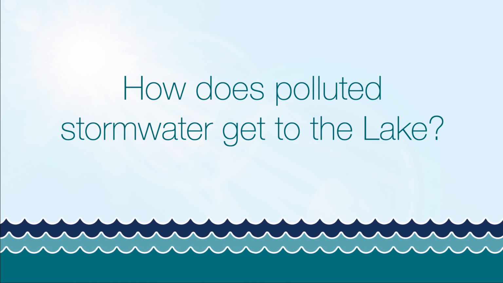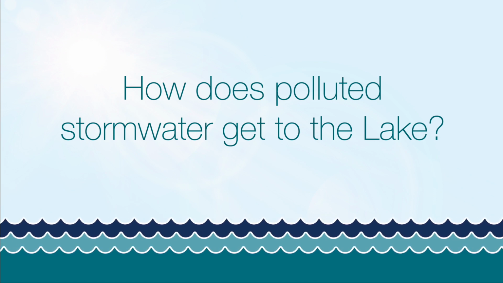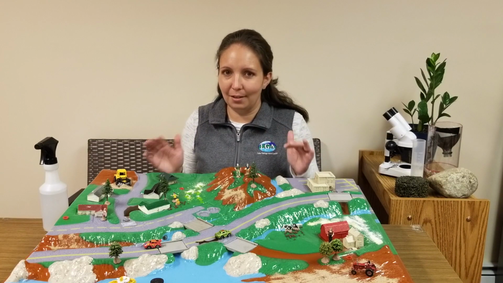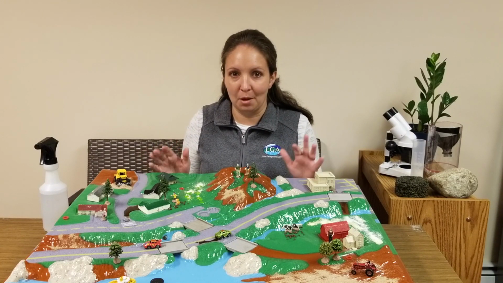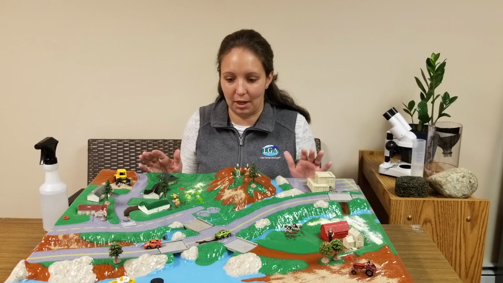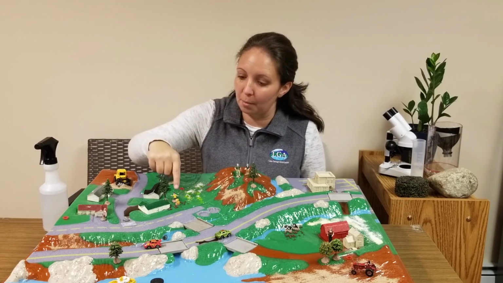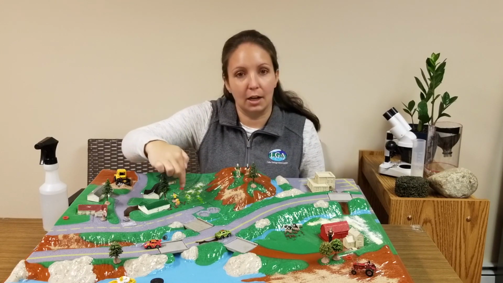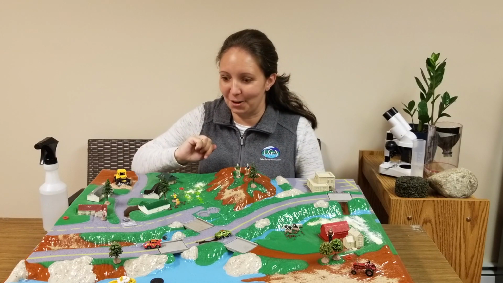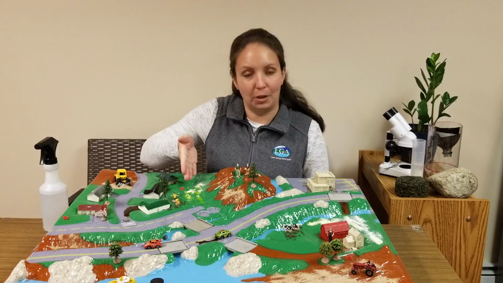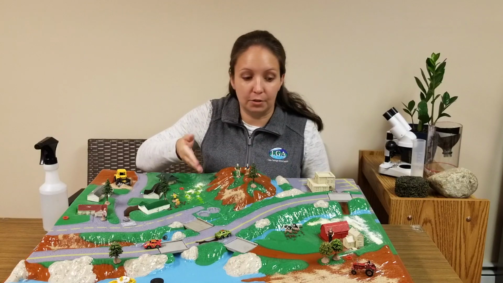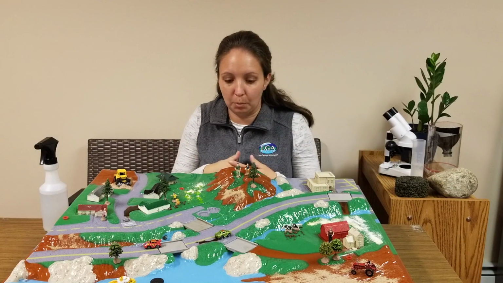So how does this polluted stormwater get to the lake? Well, here we have again our watershed model. Now it looks a little bit more realistic this time. So we have pollution in our watershed. We have things like animal waste. We have some cows here on our farm. We're out here with our dog and have some dog waste out in our yard. We have a nice green golf course, so fertilizers on our lawns. This home just fertilized as well.